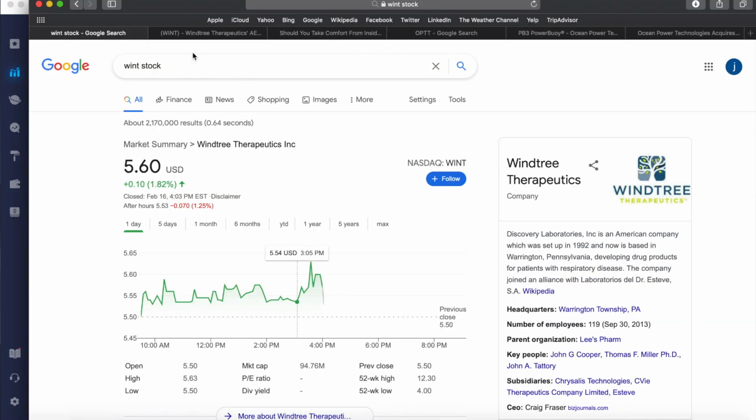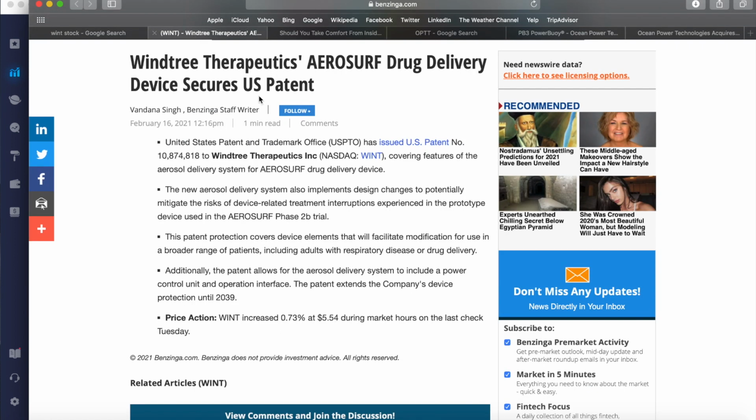Now, let's talk about the news, because the news is what's actually going to move the stock. People will look at charts and try to make predictions, but guys, news is what moves stocks. Keep that in mind.